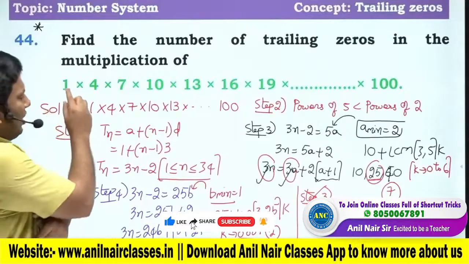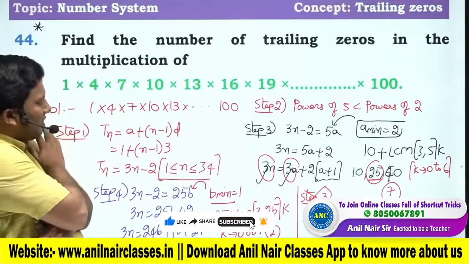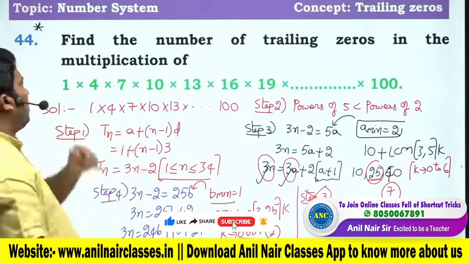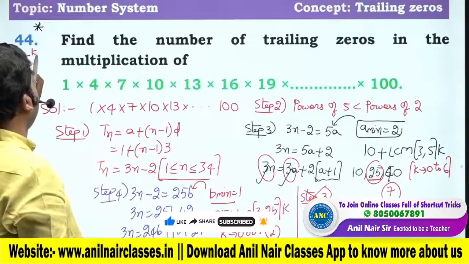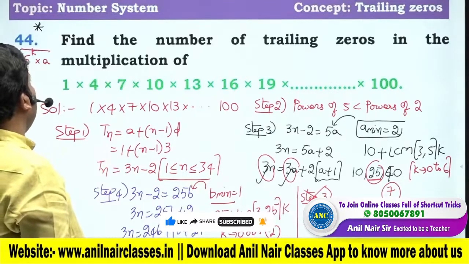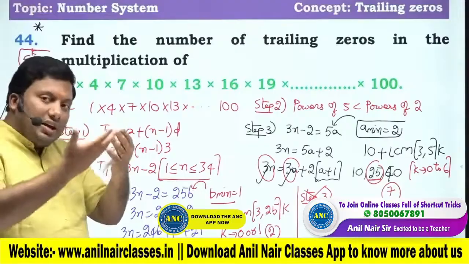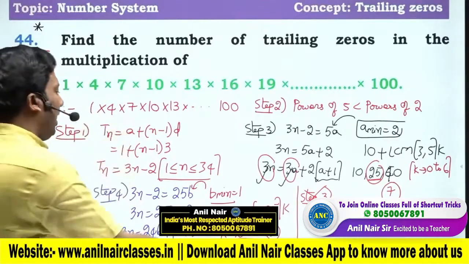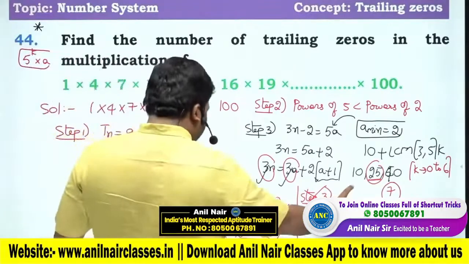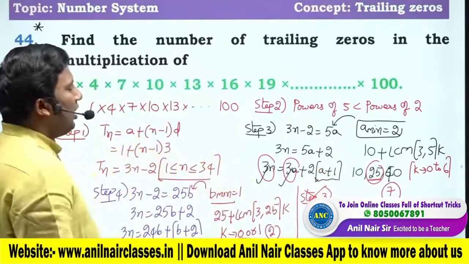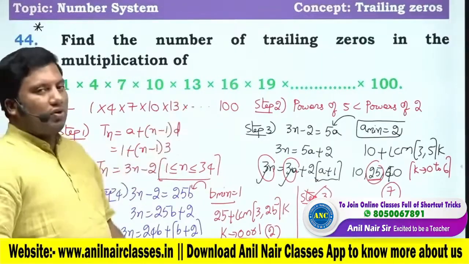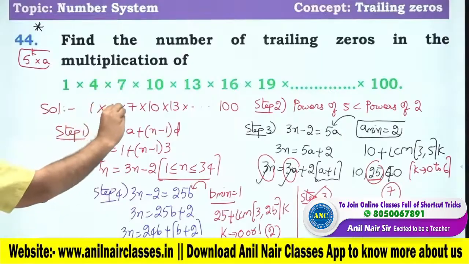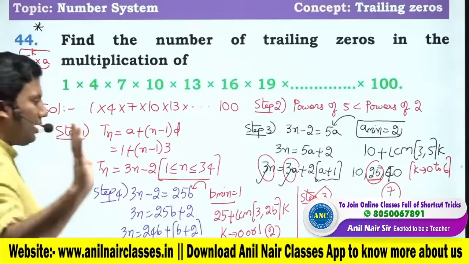First thing is, check what is the nth term of the given series. Step number 2. Power of 5 is less than power of 2. So power of 5 form will be 5 power k into a. Because 25 can give extra powers of 5, 125 can give extra powers of 5. I only took till 25b. Next it is 125, but the upper limit for the question is 100. So this is not possible. Step number 1, step number 2, step number 3. Idea clear, right? Next one.